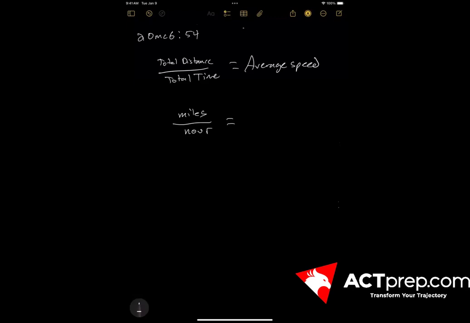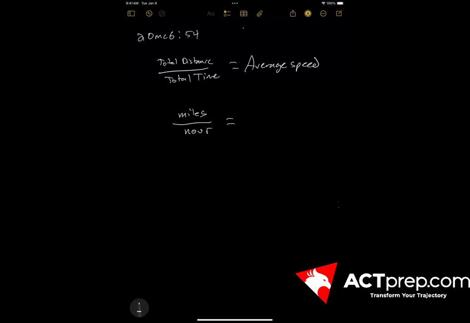All right, this question is very convoluted, and we're just going to break it down. I'm going to do the best to simplify it to its most basic parts. We're trying to find the average speed, and the formula for average speed is just our total distance divided by our total time.